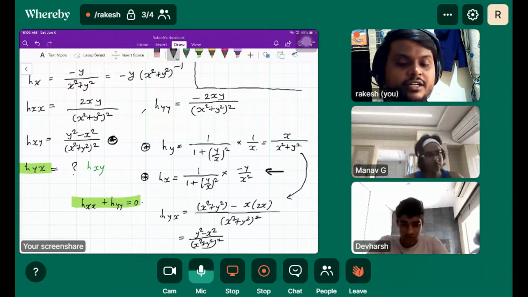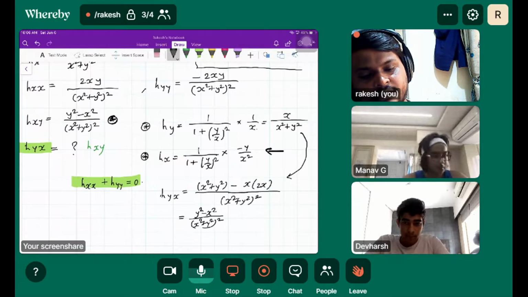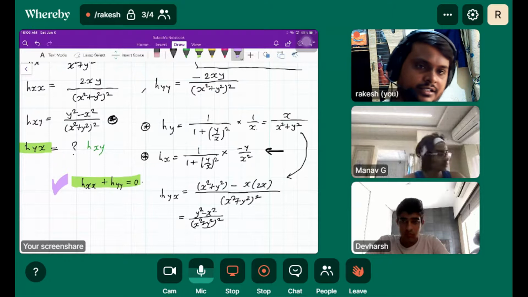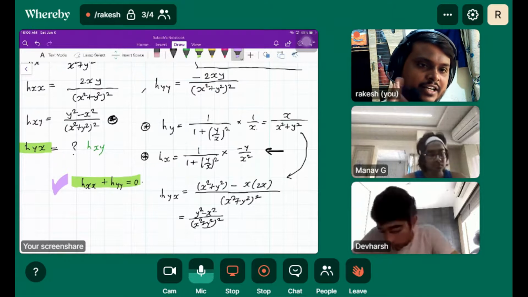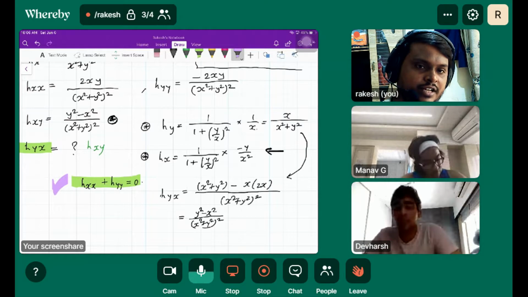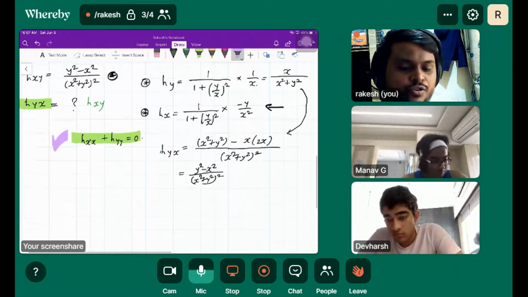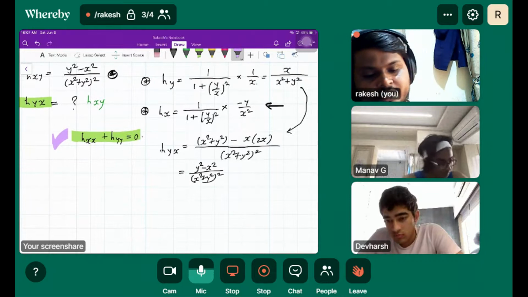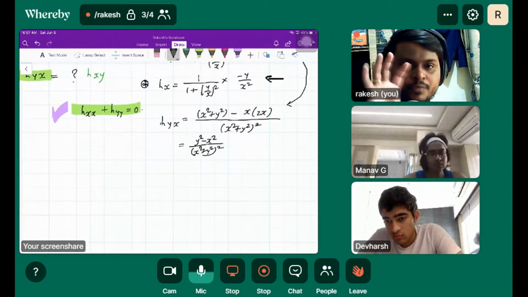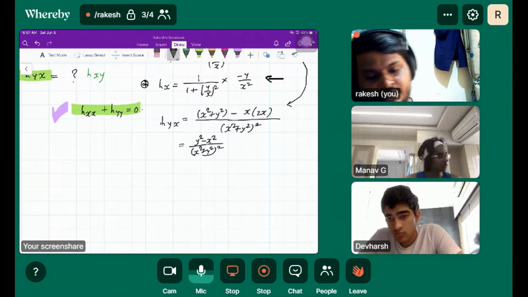Now you will observe one more thing here. This h_xx plus h_yy: both have the same magnitude, but their signs are opposite. So if you add them, you will get 0, right? Did you observe that? This is very special, as you are doing engineering. You will observe this type of equation in physics or any other branch of your engineering curriculum.